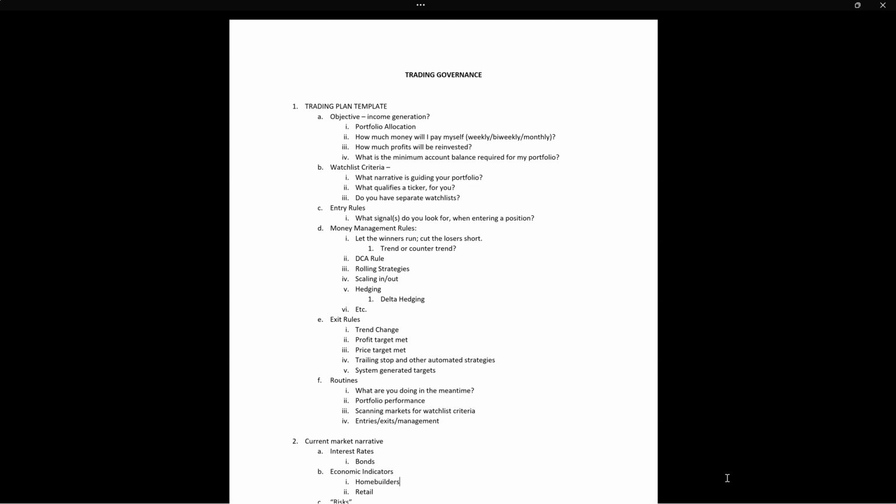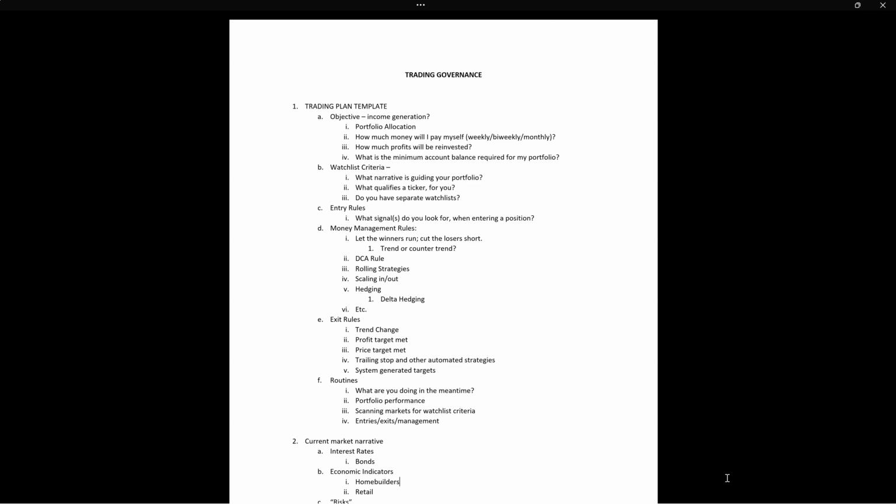So I'll have multiple exit targets generated by my system that I can look at and refer to and say, okay, I hit my first target. Let me go check the chart, see what's going on. Okay, I'm going to hold and see if it goes to my second target, and so on and so forth.